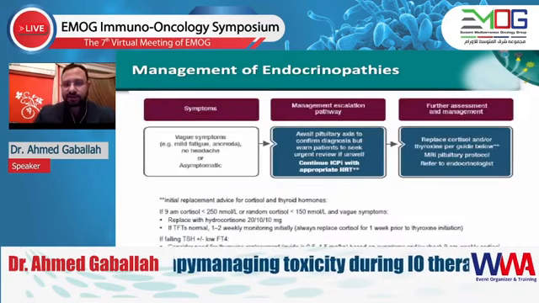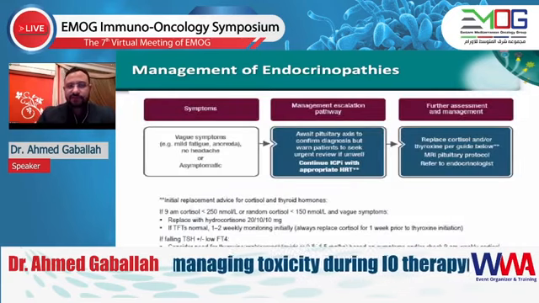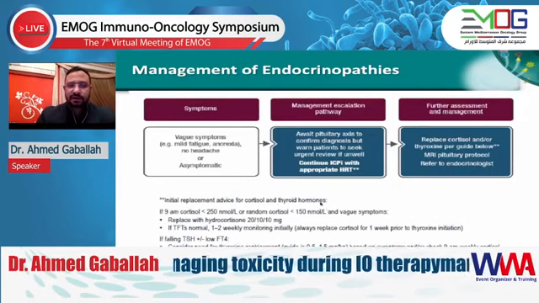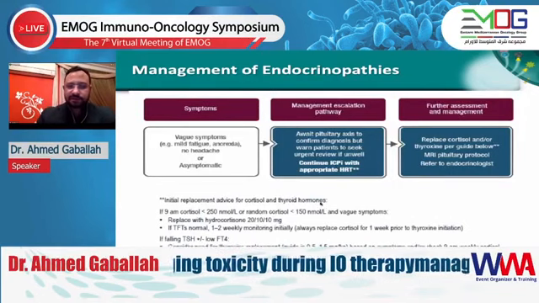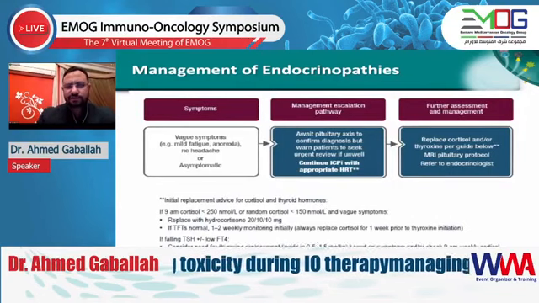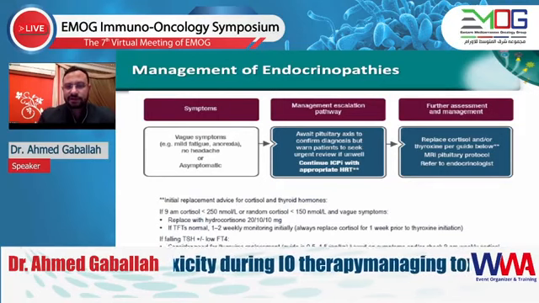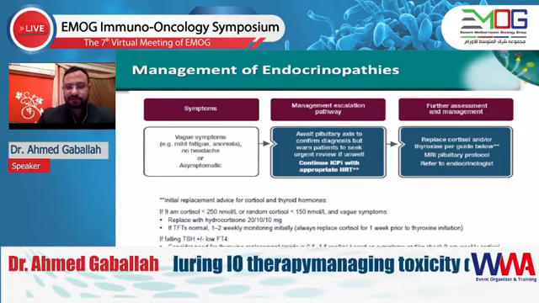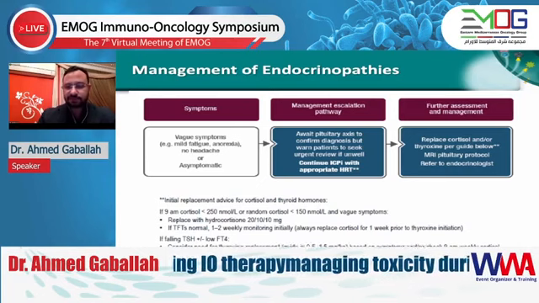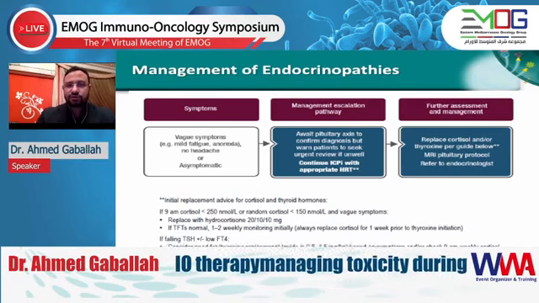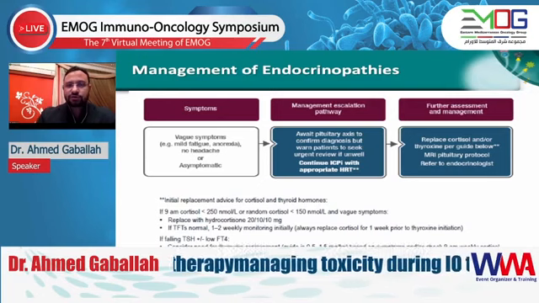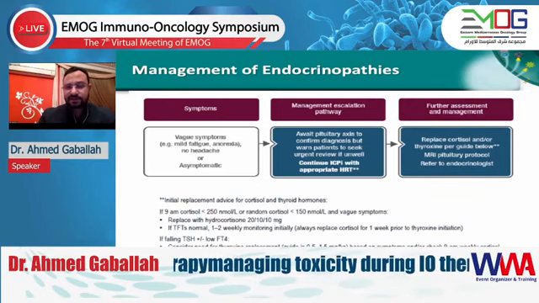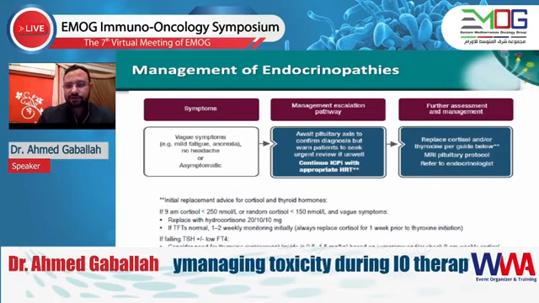So how to manage endocrinopathies in general? If we have vague symptoms like mild fatigue, anorexia, but there is no headache, or the patient is asymptomatic, we have only the defect in the lab, the laboratory defect in TSH or T4. So usually we take the pathway as we said in the previous slide, and we treat according to this.